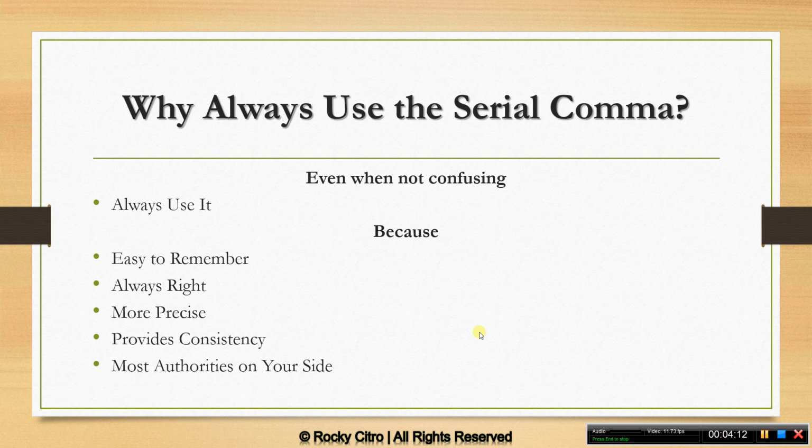For example, in journalism, they tend to omit the final comma. British English, at least from what I've seen, tends to omit it. But again, for our purposes here, we want to always include it.